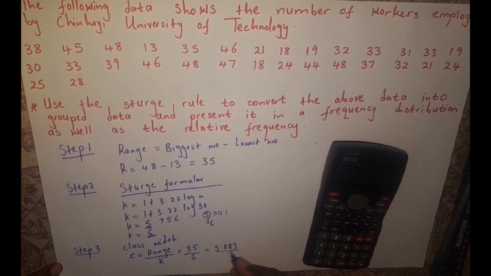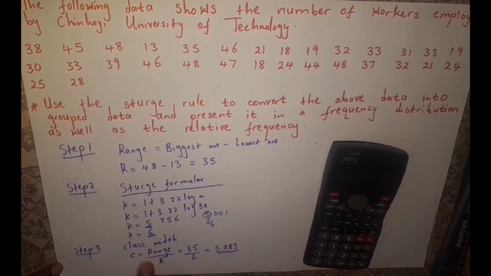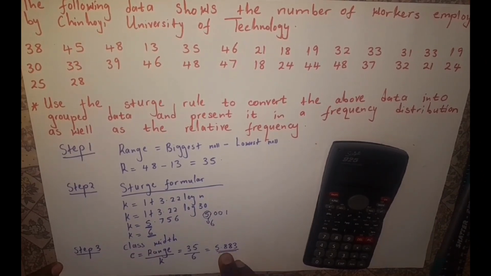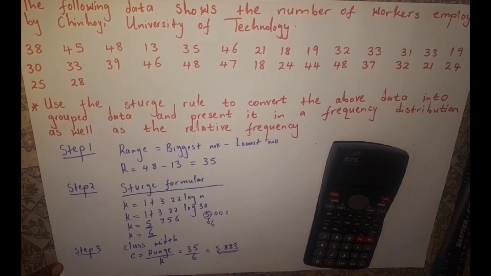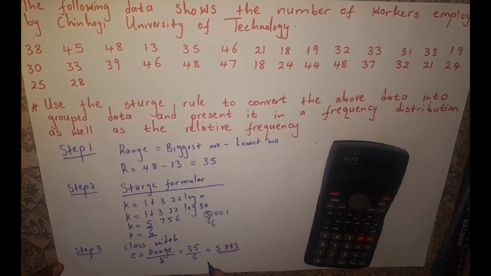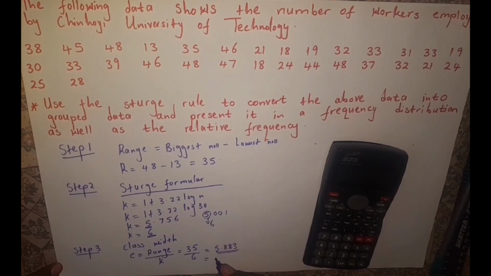As with the number of classes, as long as we get the class width as a decimal, we have to round off this first digit to the next whole number. It means that the class width and the number of classes should not be left as decimals. We have to round those numbers to the next whole number so that we are left with whole numbers. So here we are going to round off this 5 to 6. So now the class width is 6.